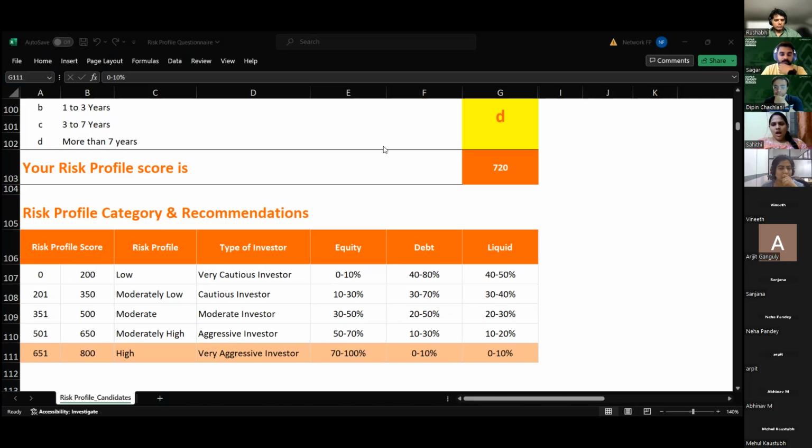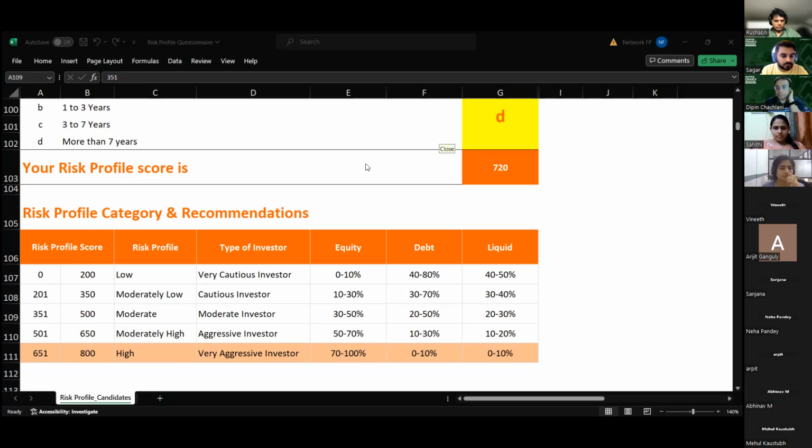I will share it again in the Zoom chat. Sagar, are you done with this? What was your score? I'm just left with the last 2-3 questions. Okay. Moderate investor, which is, I think, in between 351 to 500.